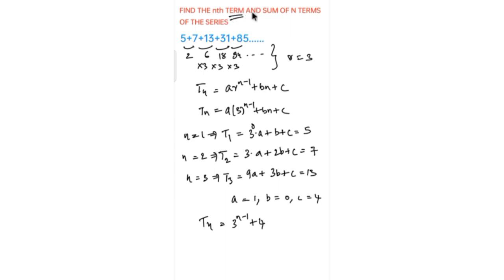So we are done with the nth term and we need to find the sum of n terms. So the sum of n terms is once again sigma Tn. So sigma of 3 power n minus 1 plus 4, which is equal to sigma 3 power n minus 1 plus 4n. You can just expand the sigma. You get 1 plus 3 plus 3 square plus so on up to 3 power n minus 1, plus 4n. So this is actually a GP.